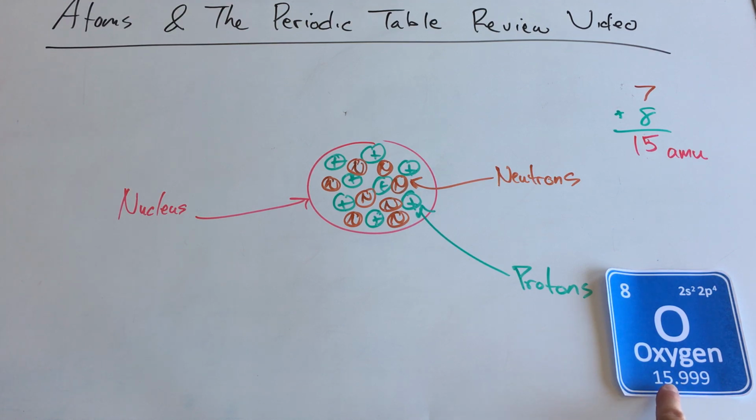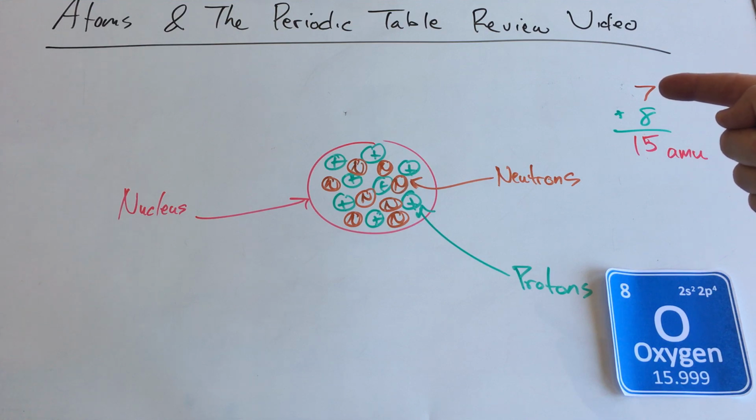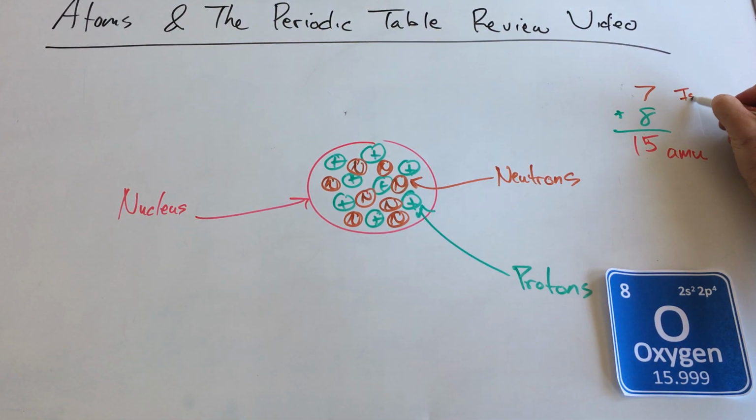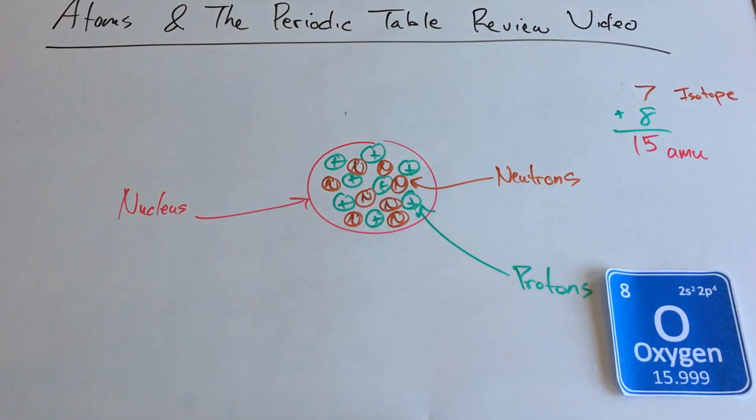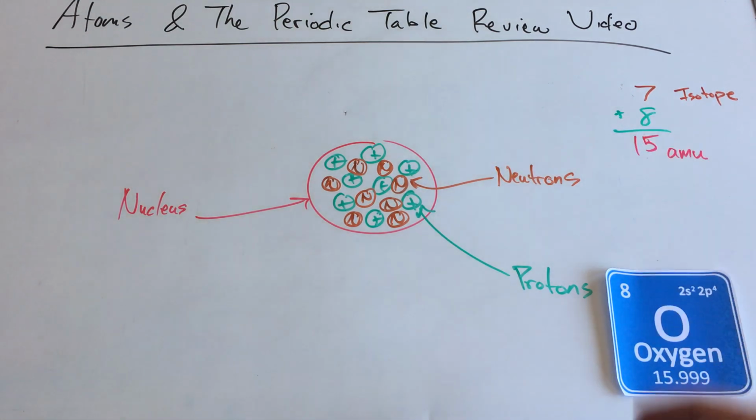And since this is so close to 16 here, we can say basically every oxygen you're going to interact with has 16, but there are a couple that have 7 neutrons, giving it 15, and that's going to bring that number down from 16 to 15.999. And this is called an isotope. Now it's not super important for high school chemistry. It comes into play later on in your chemistry knowledge, but you should be aware of it. An isotope is merely when it has a non-standard number of neutrons.